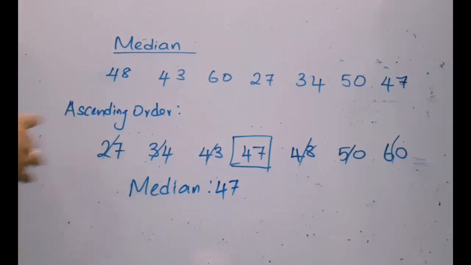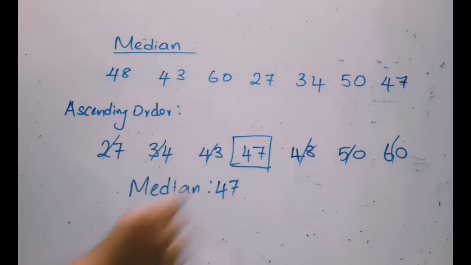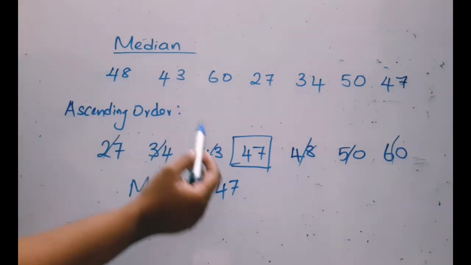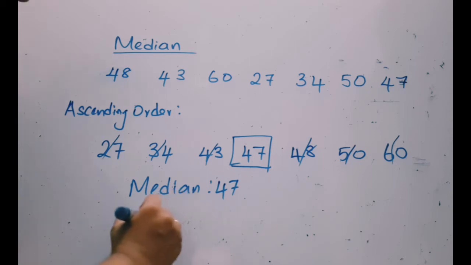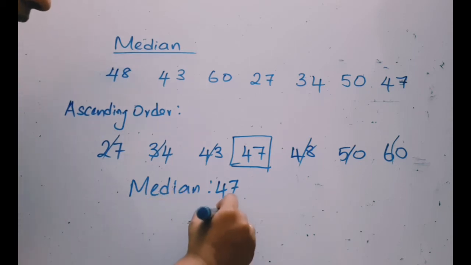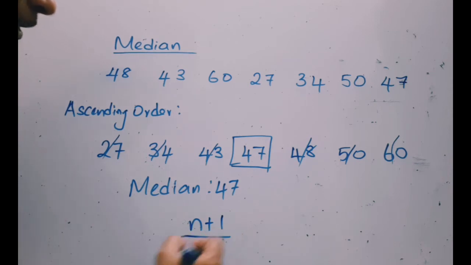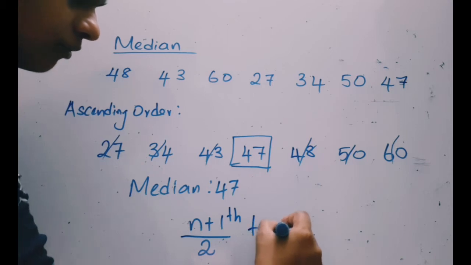Let's say there is a huge collection of numerical data. You can't keep on cutting like this. So what you can do there is follow this method. Count the number of data in here. Here I do have 7. In order to find the median, you should add 1 to the amount of data and divide it by 2, and that is going to be the term of your answer.